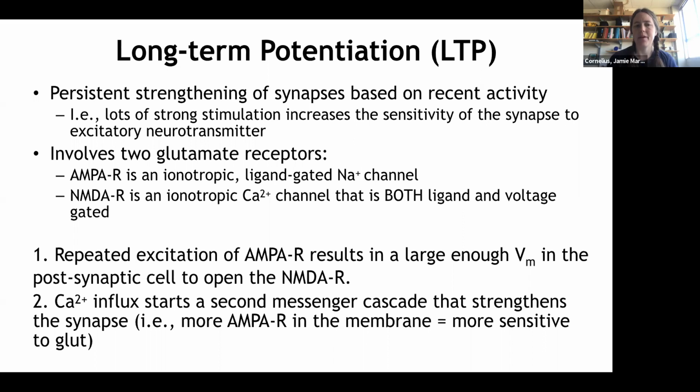And so in the first step, you get repeated excitation of AMPA. If you get repeated excitation of AMPA, then you get a large enough membrane potential from the sodium flow in order to open the NMDA channel. And then calcium influx comes in, and that starts a second messenger cascade that effectively strengthens the synapse. And it does that by putting more AMPA into the membrane, so that in future events, if you have more of the ligand-gated sodium channel, then when a presynaptic cell releases glutamate, it's going to respond even more strongly because there's more receptors to open up and allow sodium flow.